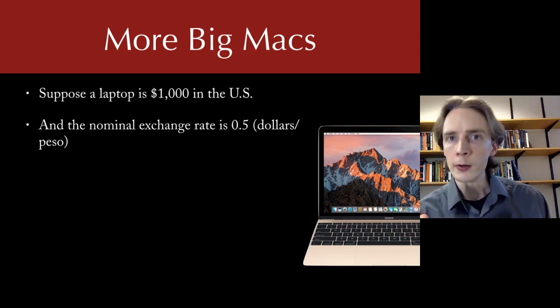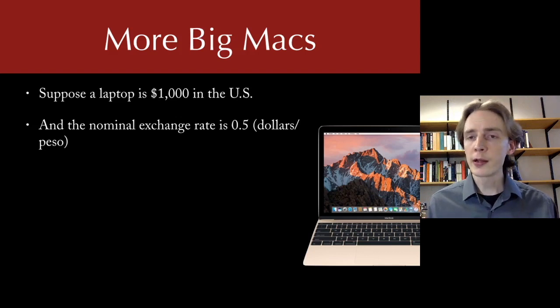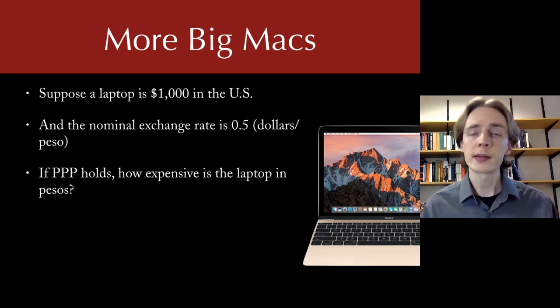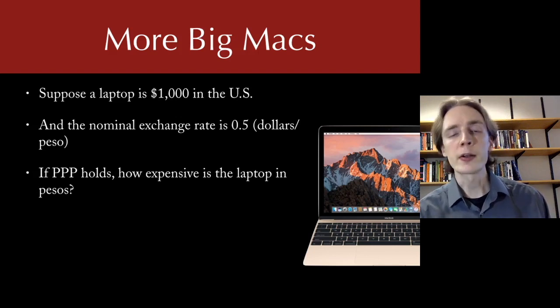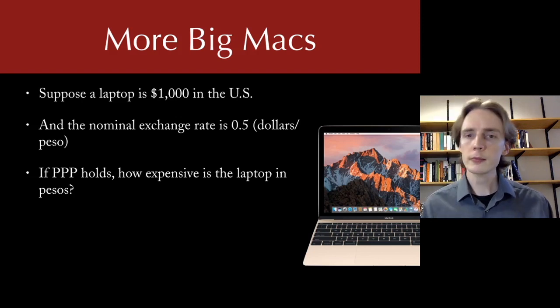Well, what we're going to do here, we have a dollar price. We want to get to pesos. So we're going to divide the dollar price by dollars per peso. So $1,000 divided by 0.5, that's going to give us 2,000 pesos. And if that costs 2,000 pesos in Argentina, then purchasing power parity holds.